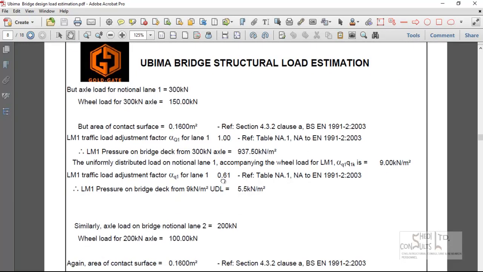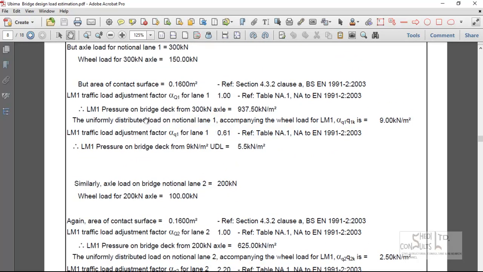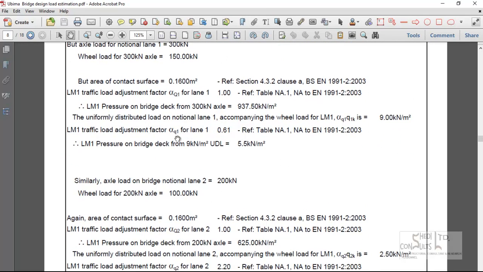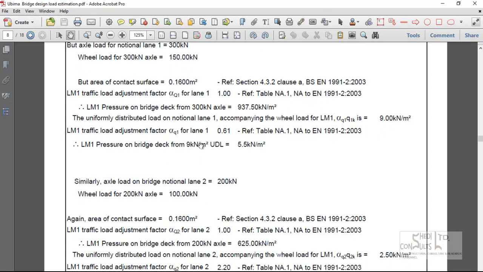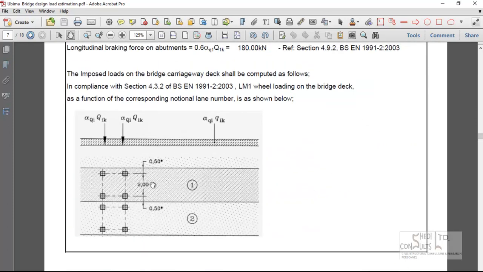Now, after computing the loads on the abutment, the next load consideration is the load models that you have to compute for the deck itself. So for the deck, the code specifies that the loads are divided into lanes. You must subdivide your runway into identifiable lanes.